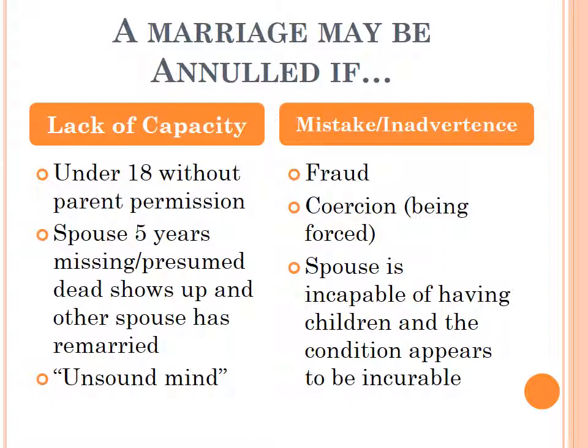Secondly, the spouse could have been 5 years missing or presumed dead, and they've shown up, but the other spouse has actually remarried. In this instance, you can annul or file to annul the second marriage. If you remember when we talked about the elements of marriage and the requirements for marriage, you have to be not married. And so if you were married and you choose to get married again because you think that your spouse is either missing or is presumed to be dead, then the second marriage cannot legally happen because the first marriage is still in force if that person shows up.